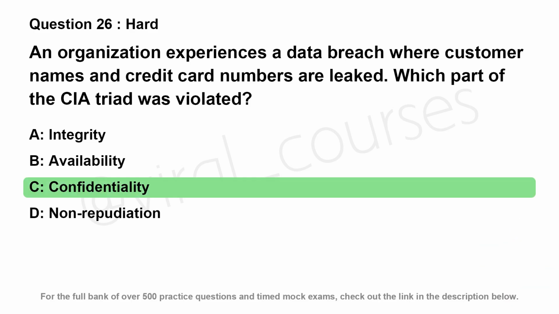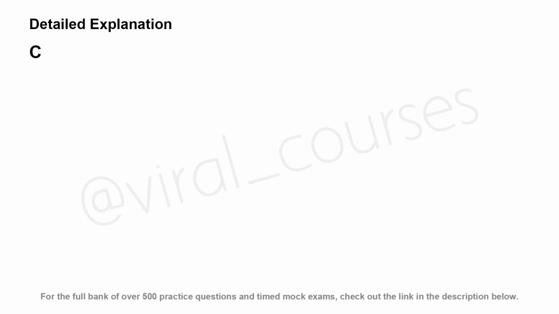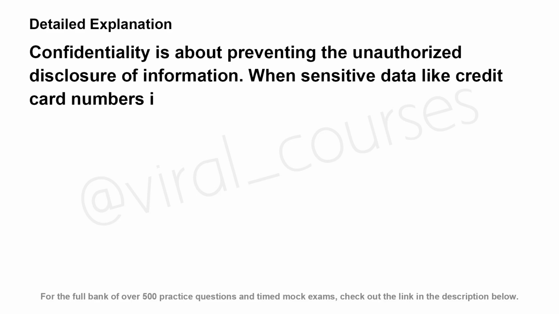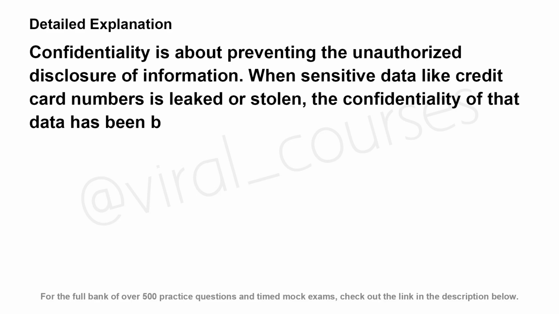The correct answer is C. Confidentiality is about preventing the unauthorized disclosure of information. When sensitive data like credit card numbers is leaked or stolen, the confidentiality of that data has been broken.